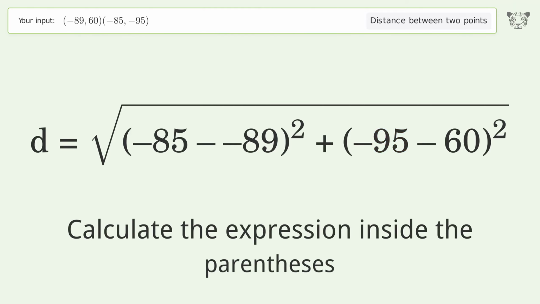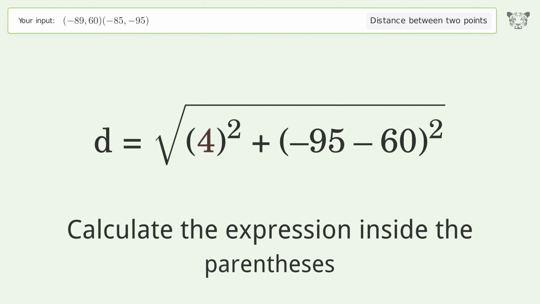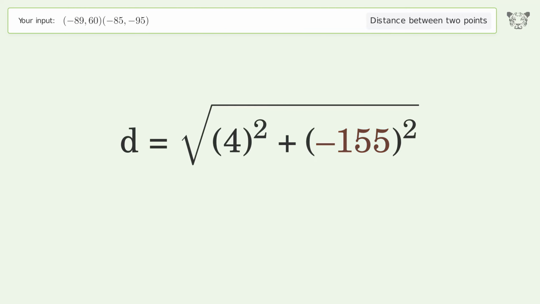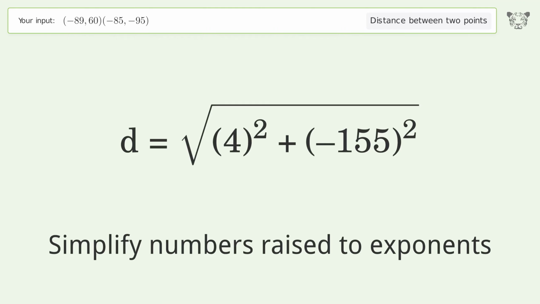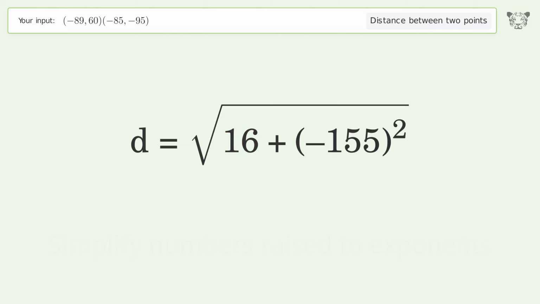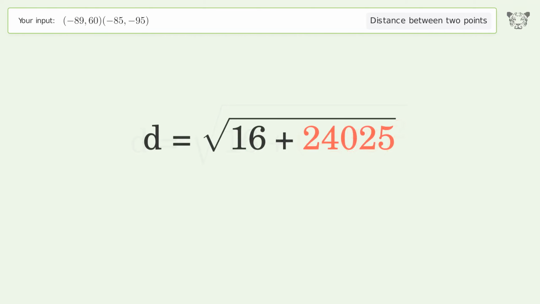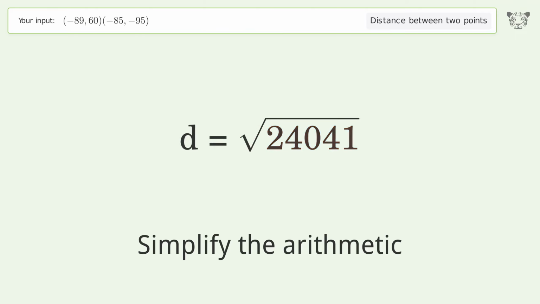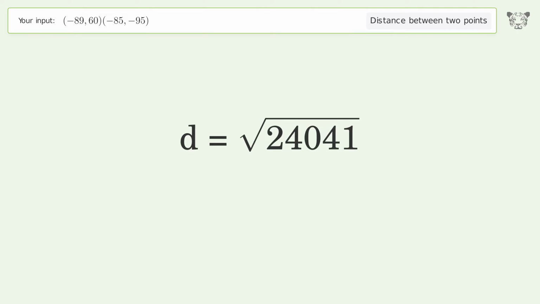Calculate the expression inside the parentheses. Simplify numbers raised to exponents. Simplify the arithmetic. And so the distance between the 2 points is the square root of 24,041, or 155.052.